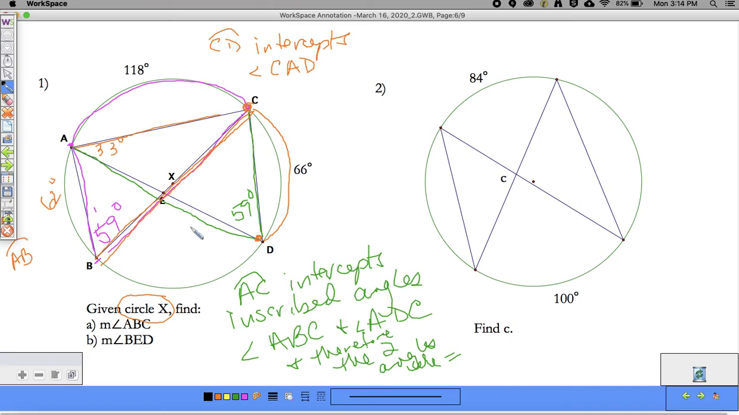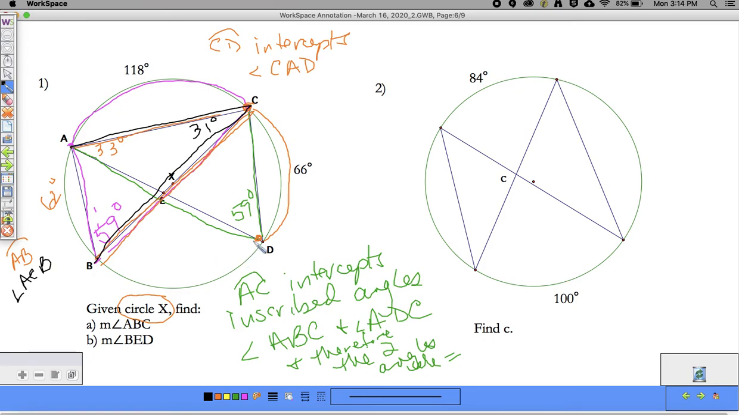Let me use a different color. I'm going to go black. This angle here, angle ACB. So it intercepts arc AB, so this angle is going to be 31 degrees right there. And then finally over here, if I asked you guys, can you tell me what that measure of arc BD is?